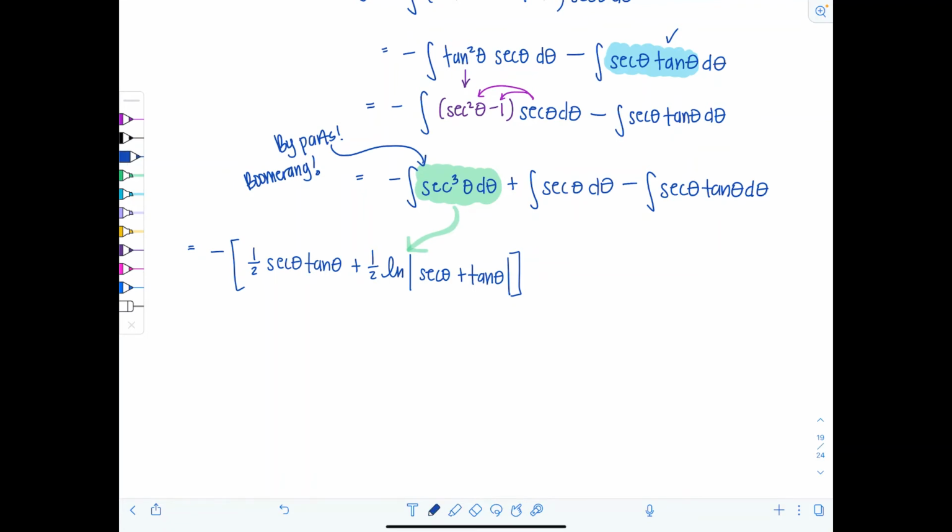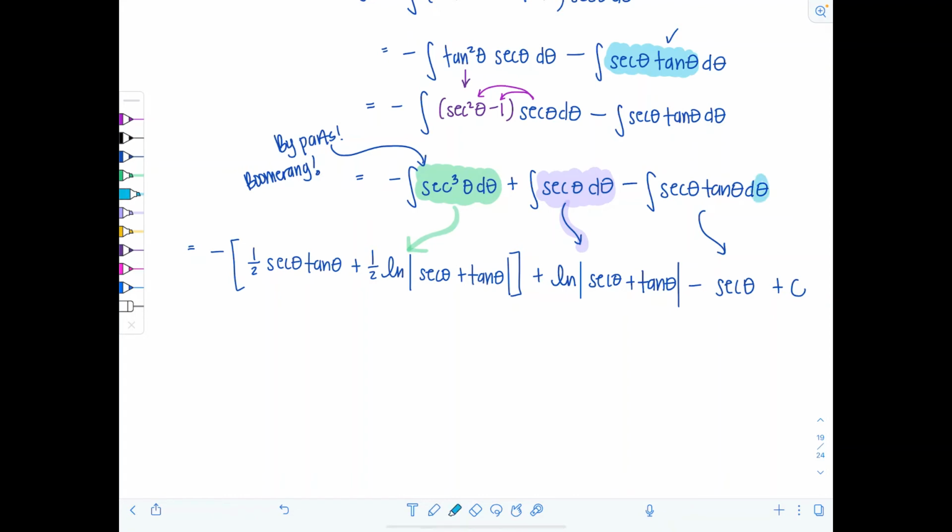Then I have plus the antiderivative of secant theta d theta. You should memorize this one already: natural log absolute value secant theta plus tan theta. And then let's color code, we like it. So here's secant theta d theta, that becomes this guy. Then I have lastly minus the antiderivative of secant theta tan theta. That one's the easiest of all. It's just secant theta, and then now I'm going to put my plus c.